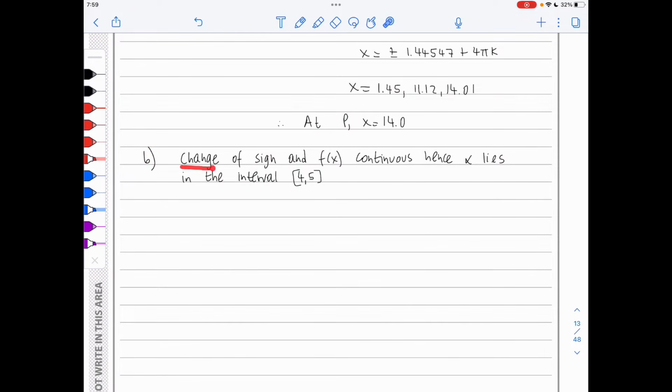Notice that both the change of sign and the continuity need to be stated to score the mark.